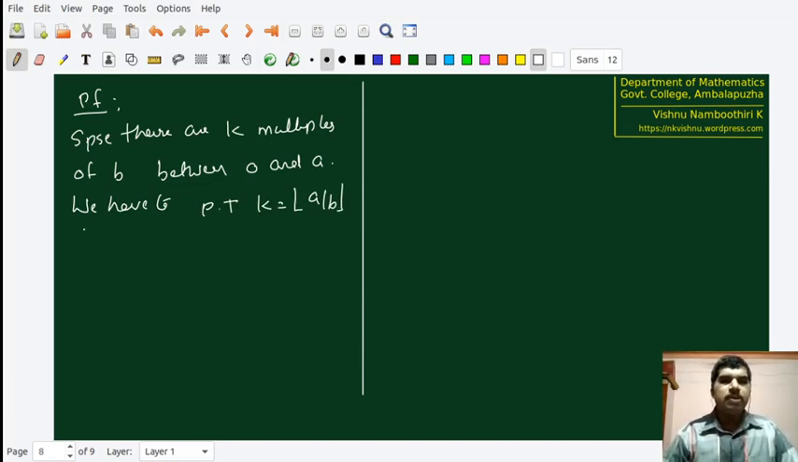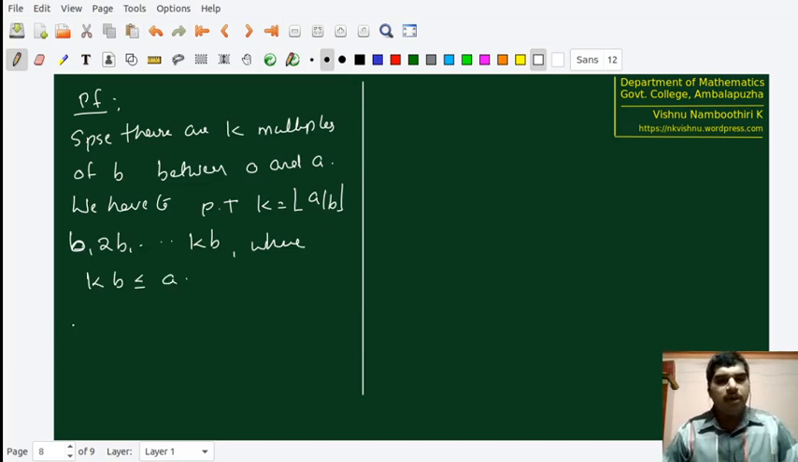So the k multiples that are less than or equal to a will look like b, 2b, etc., kb, where kb is less than or equal to a. Now what we have to show is that this k is equal to the floor of a by b. We have kb less than or equal to a, or k less than or equal to a by b. That is obvious. Now what about k plus 1 into b?